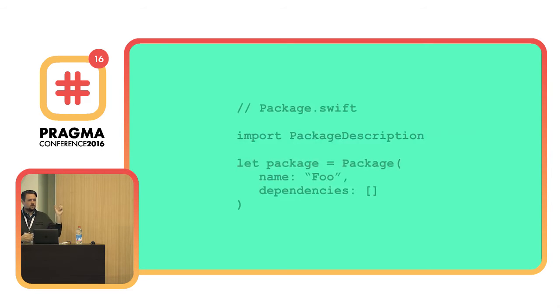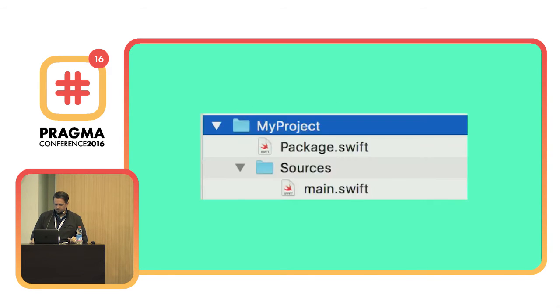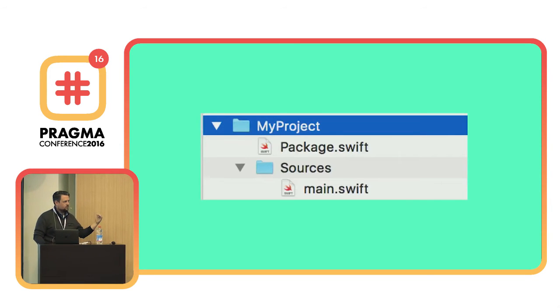As long as you put your sources in the Sources folder, as long as you put your tests in the Tests folder, everything is good. And if you deviate from these conventions, then you can specify the locations of your source files that you need to build. So it ends up looking like this. If you're building a command line app, you have a main.swift, that becomes your entry point, and you have a Package.swift at the root.